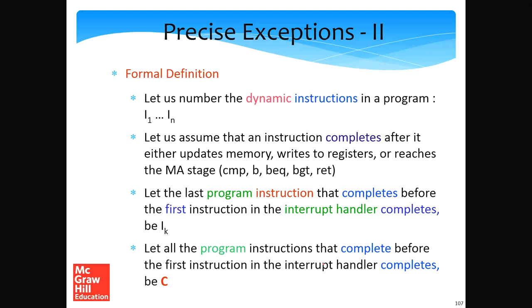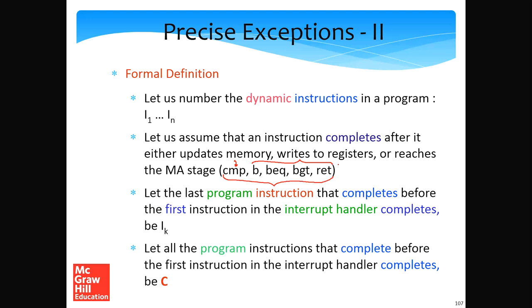Let's now have a slightly more formal definition. Let us consider the sequence of dynamic instructions in the program as I1 to In. Let us further assume that an instruction completes after it either updates memory, writes to registers, or reaches the MA stage, which means that something has happened. What has happened? For the CMP instruction, the flags register would have been updated. For B, BEQ, BGT, and RET, the value of the new PC would have been written to the PC register.